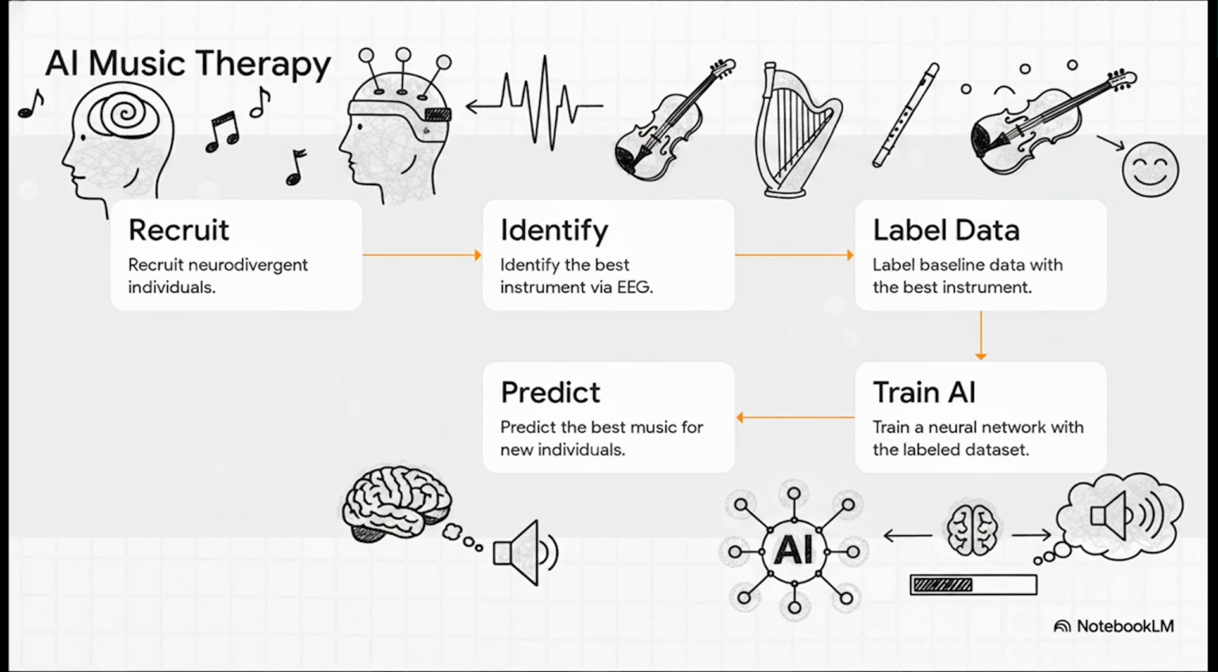And the process they developed is pretty brilliant. It starts by measuring a person's brainwave response to find which instruments are most calming for them specifically. That personalized data is then used to train an AI, which can then predict the best therapeutic music for new people based on their unique brain activity. It's truly personalized medicine, all driven by data.